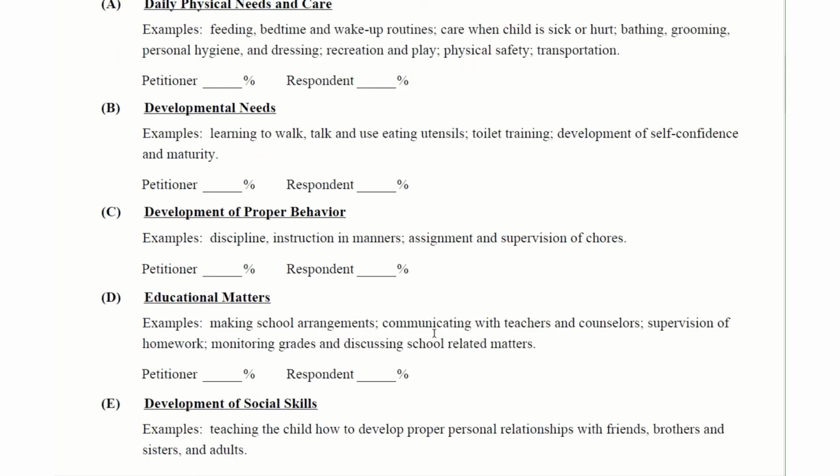Education decisions is for line D, so who's making school arrangements, signing the kids up for school, communicating with teachers, and supervising homework. The petitioner percentage of time there, the respondent percentage of time.